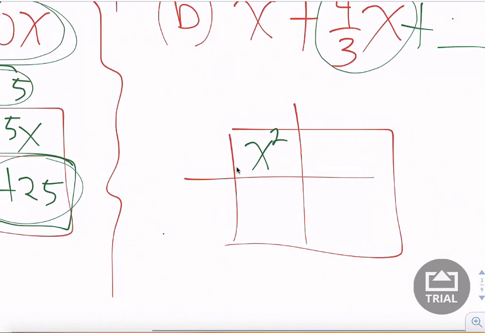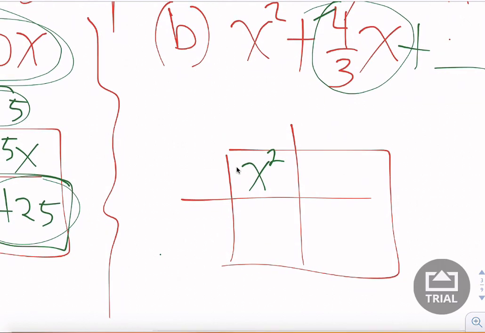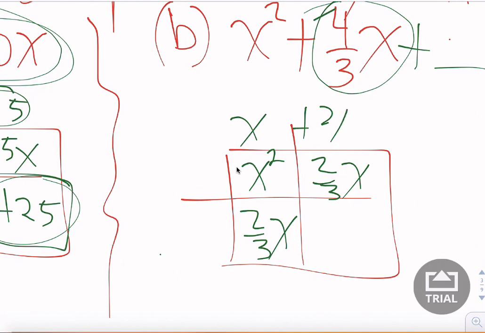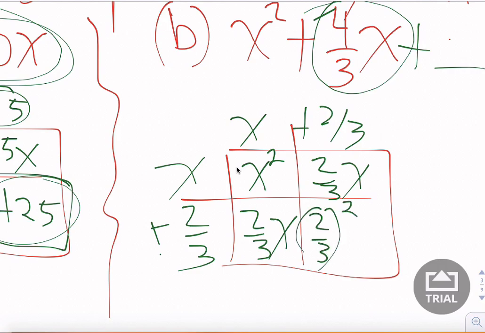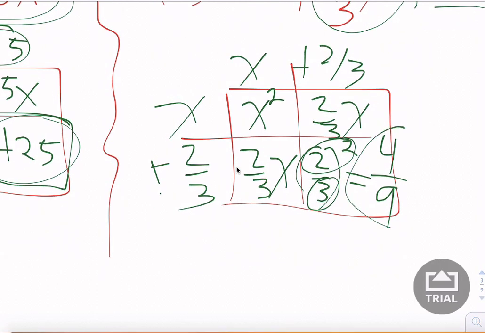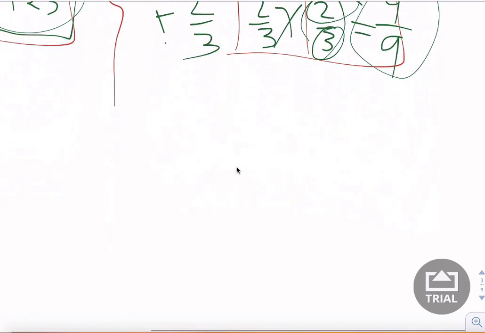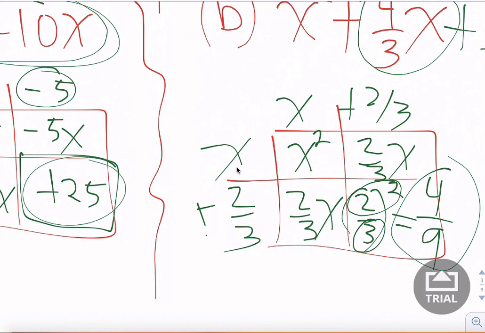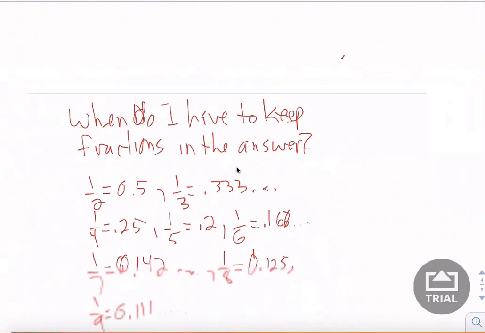So that means then to complete this, I do half of that number, which is 2/3 of x, and now this is x plus 2 over 3. If I complete the square, it's going to be 2 over 3 squared. Well, if I square 2 on the top, I get 4, and if I square 3 on the bottom, I get 3 times 3, which is 9. So it required 4/9 to complete the square. Again, you may want to look over that. I'm going to go down to the next thing.